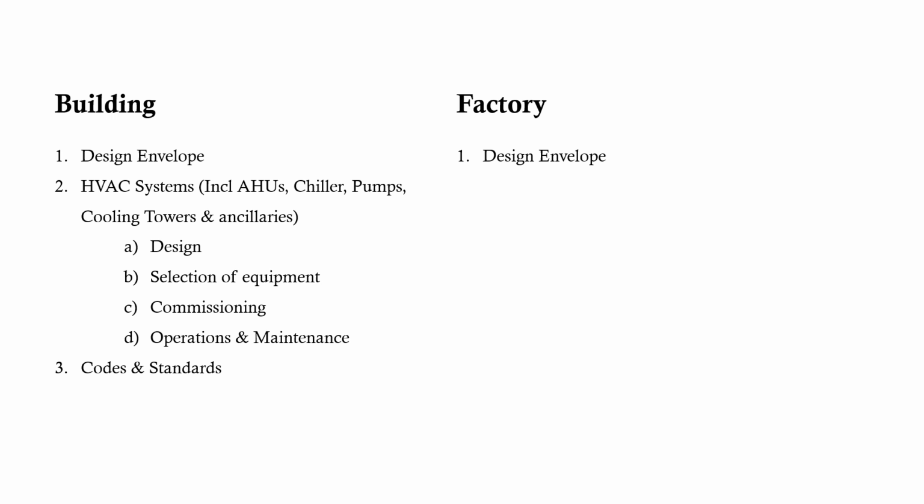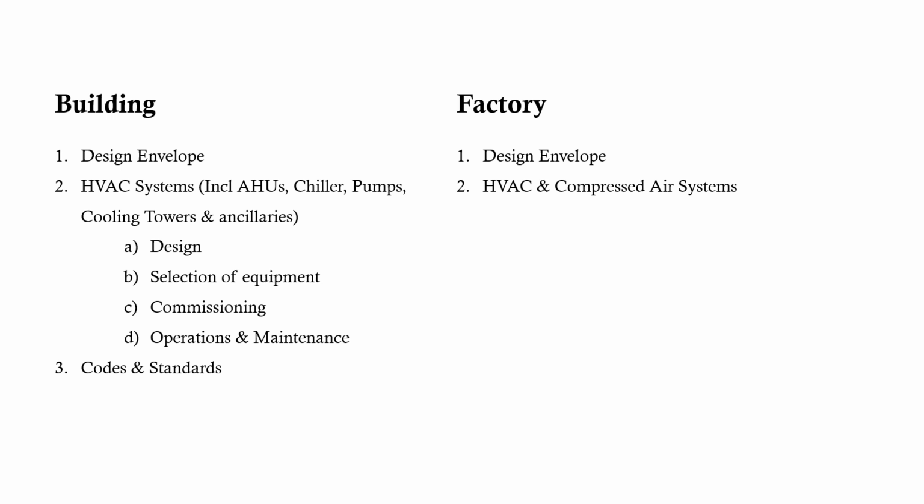Again, in factory premises also, the design envelope plays a very critical role, like in a building. A factory has one more utility apart from HVAC. It is the compressed air system. Compressed air is equally critical in terms of the operation of the factory along with HVAC. Both of these utilities consume nearly 50% of the energy in any factory premises.